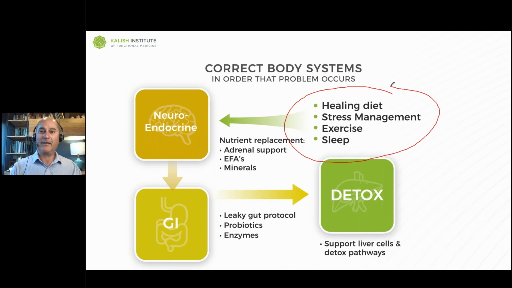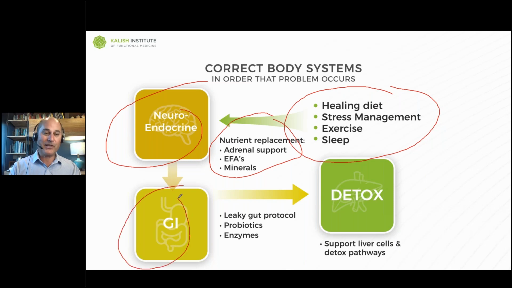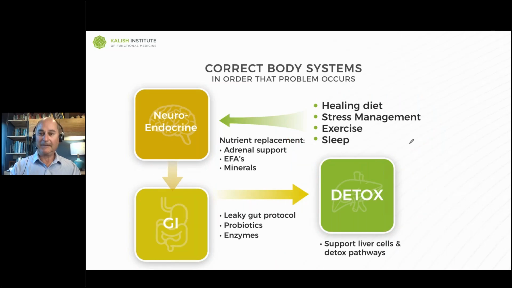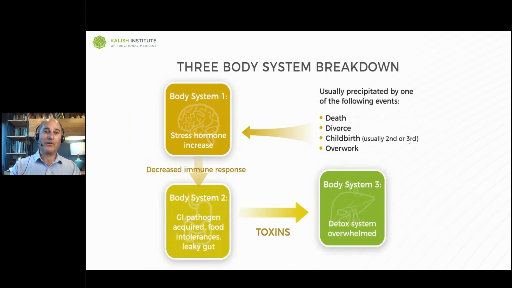So I believe that when people are eating poorly, they're stressed out of their mind, they're not exercising, they're not sleeping well, all these problems are happening, that we want to correct the lifestyle, correct the neuroendocrine, work on the GI. As soon as the neuroendocrine's improving, get all the leaky gut stuff cleared out, and then clear out all the environmental toxin junk that everyone has. Okay, so that's again a model for treatment sequencing, correcting the body systems in the order in which the problems occurred. And why do I think that?